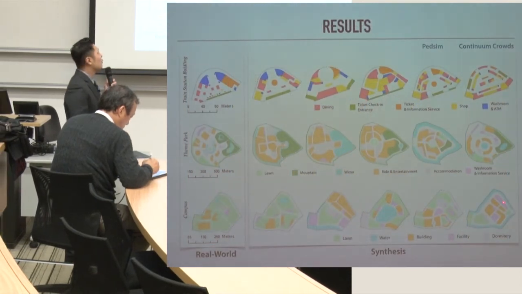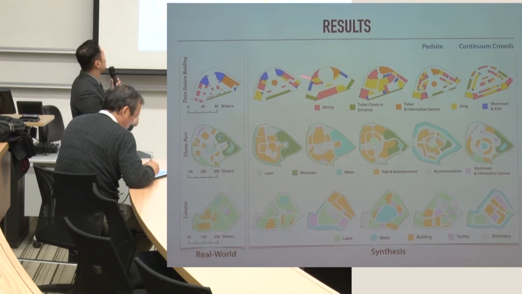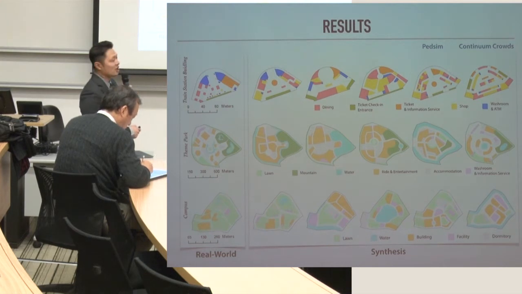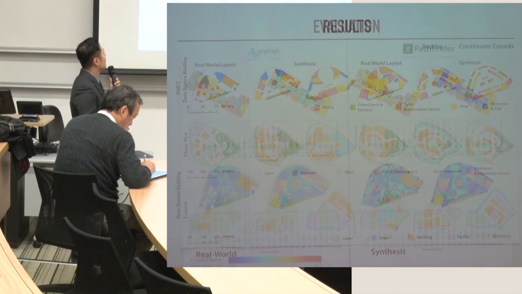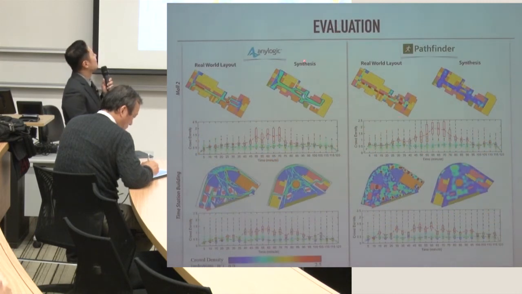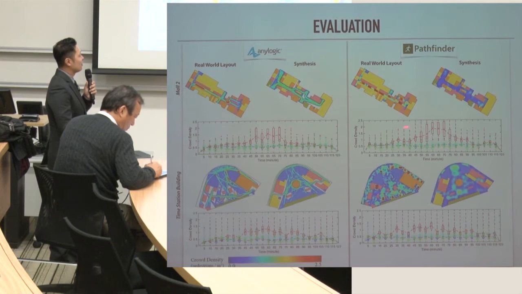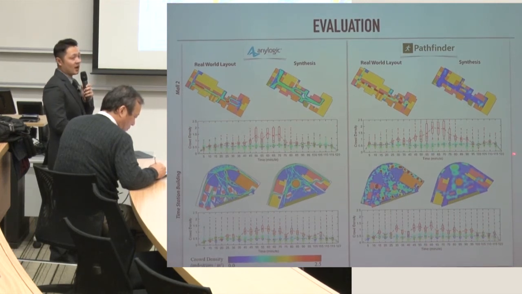Apart from the shopping mall, we also apply our approach to different scenarios such as a train station, theme park, and campuses. We also make use of other simulation models apart from our simple state machine, like PedSim and continuum crowds, to generate the cost. Finally, we use other third-party crowd simulation software to evaluate whether the layout we generate is good, especially in terms of crowd flow. We found that the synthesized layout is better than the real-world layout. We also measure the crowd density over the simulation time.